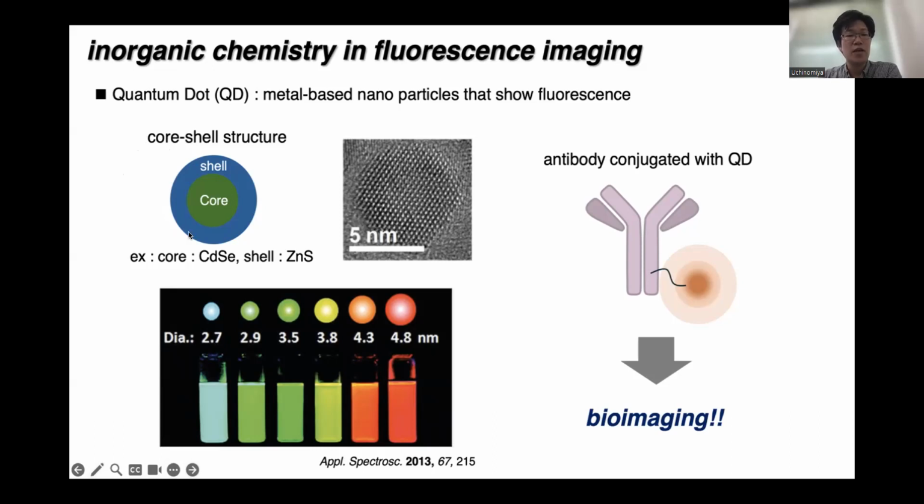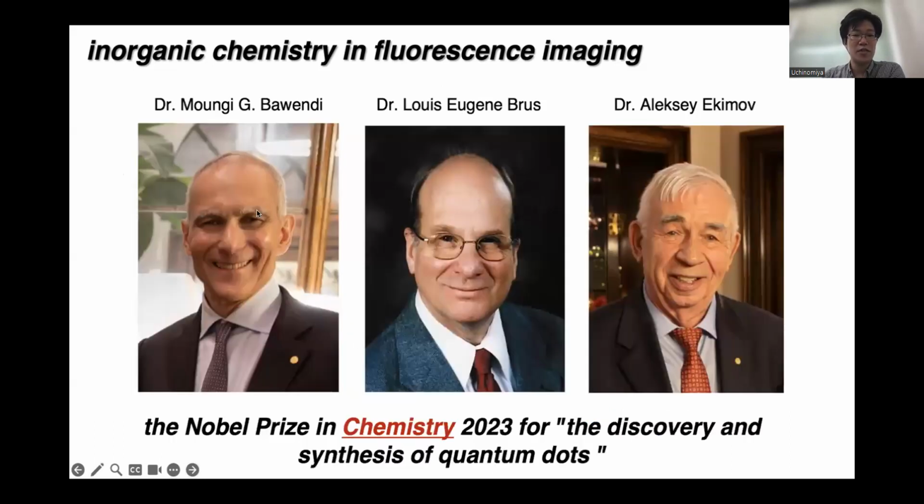Importantly, the fluorescence wavelength depends on its size. This quantum dot has good photostability and bioavailability. The quantum dot is conjugated with an antibody, and this probe is used in bioimaging. This quantum dot was developed by 3 researchers, and they won the Nobel Prize in Chemistry last year.